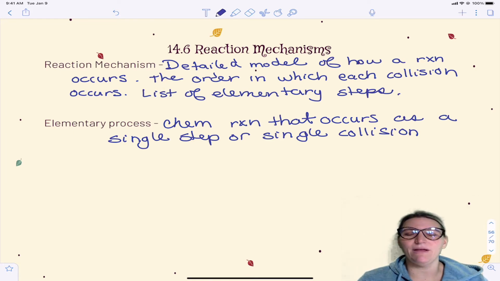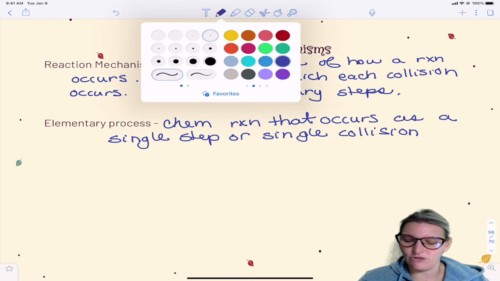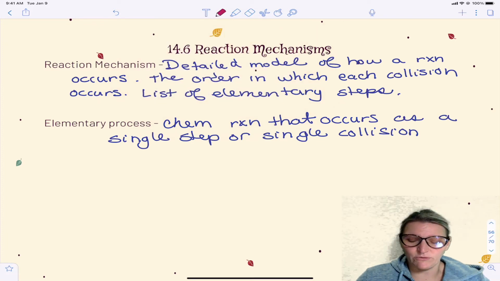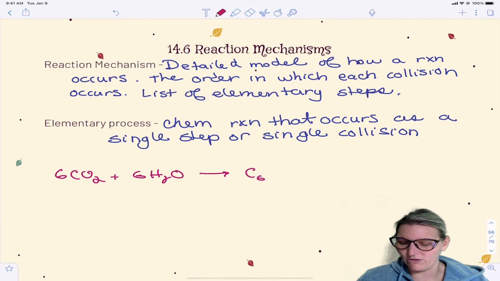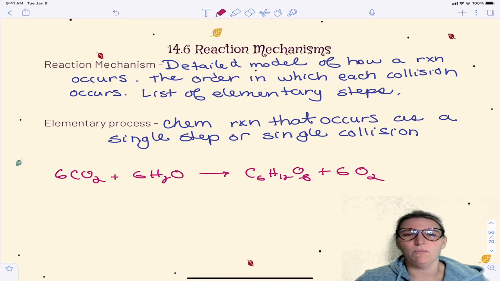So when we think of a balanced chemical equation, you look at reactants and you look at products, and there's nothing about what goes on in between. And the reaction that I like to highlight for this is the photosynthesis reaction. 6 carbon dioxide molecules and 6 water molecules react to form 1 glucose and 6 oxygen molecules. That's photosynthesis. And it's the reactants, and those are the products.